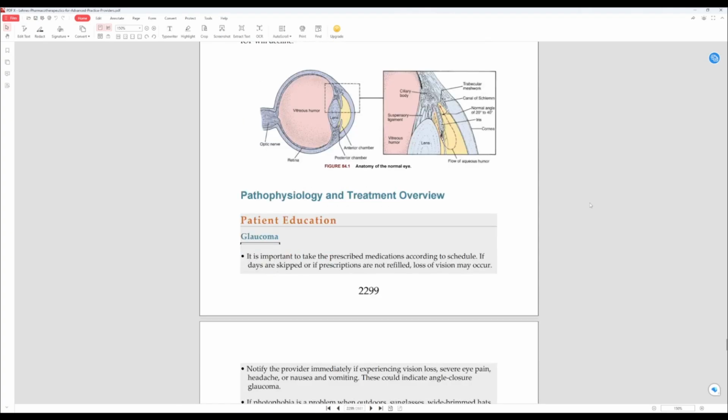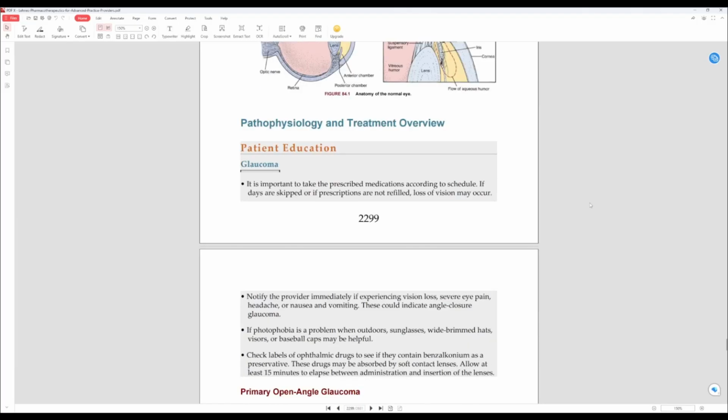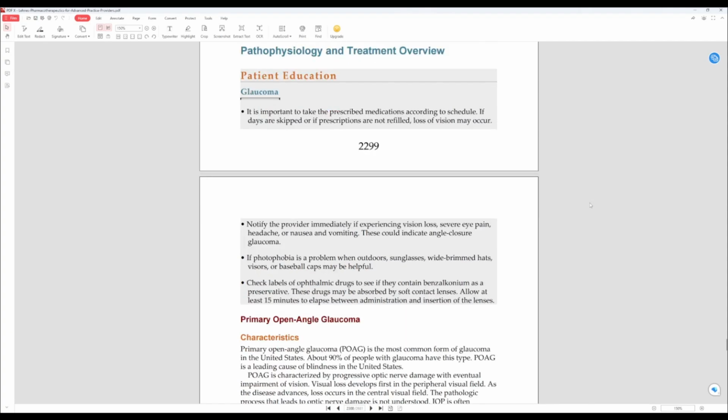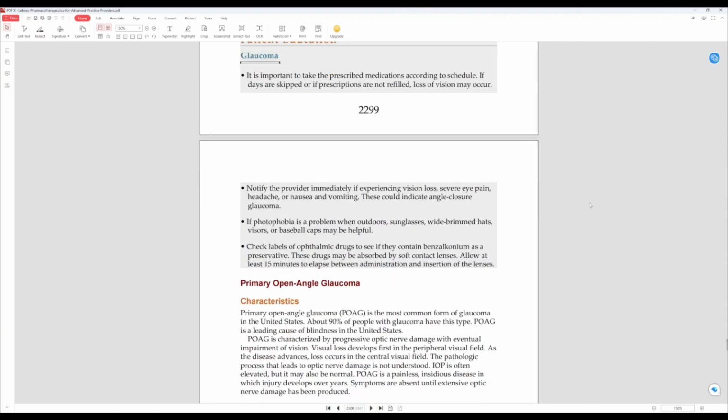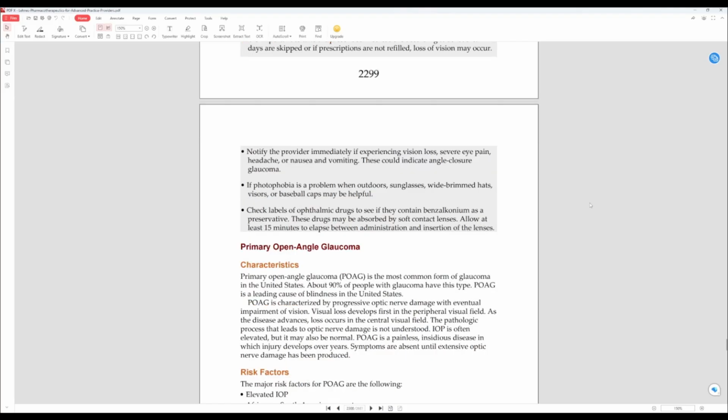So, the pathophysiology and treatment overview, specifically patient education on glaucoma. It is important to take the prescribed medication according to the schedule. If days are skipped or if prescriptions are not refilled, loss of vision may occur. Notify the provider immediately if experiencing vision loss, severe eye pain, headache, or nausea and vomiting, as these could indicate an angle closure glaucoma.